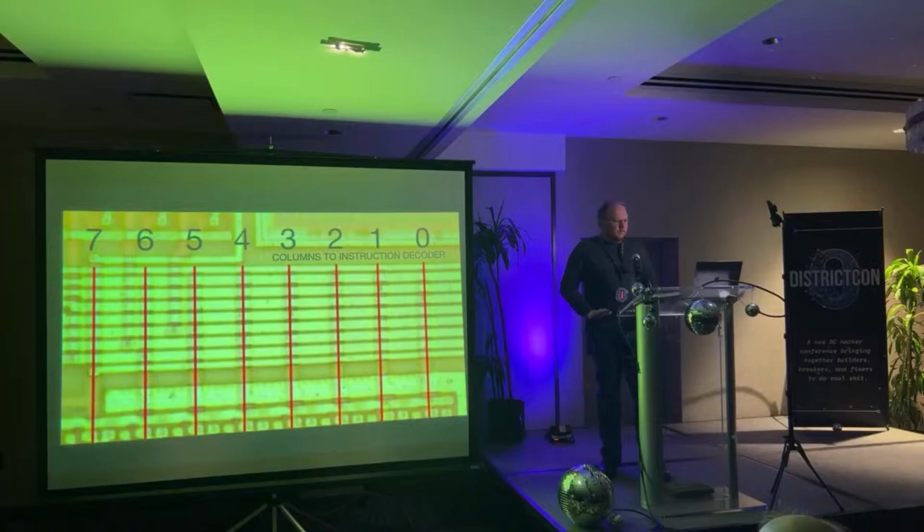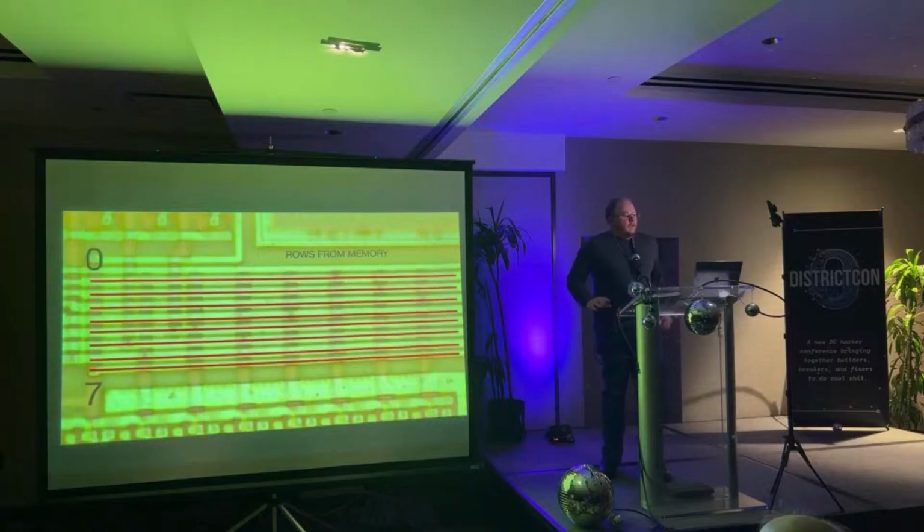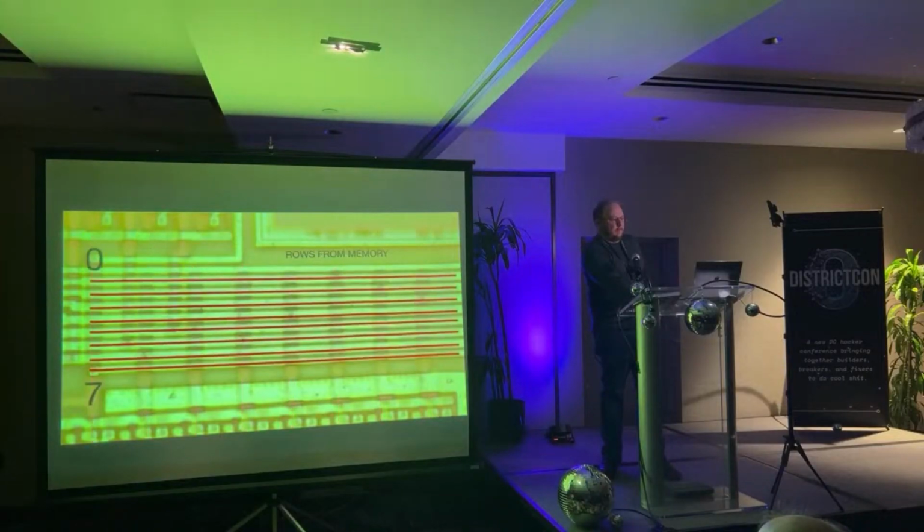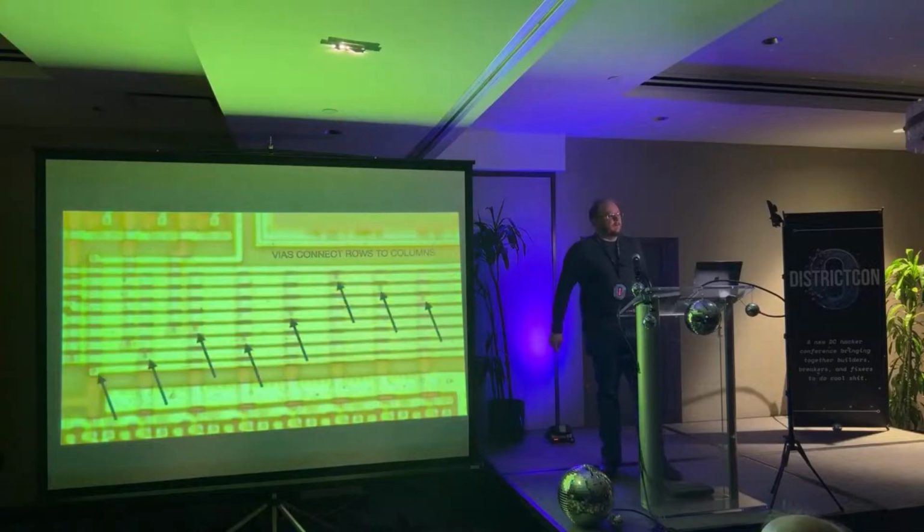7654321 0, exactly in order as we would expect. These are the row lines which come in from memory. Here, 0 is at the top, 7 is at the bottom. Okay? I'm going to flip back and forth a bit just so that you can keep the pattern in your head. These are the points where they tap.